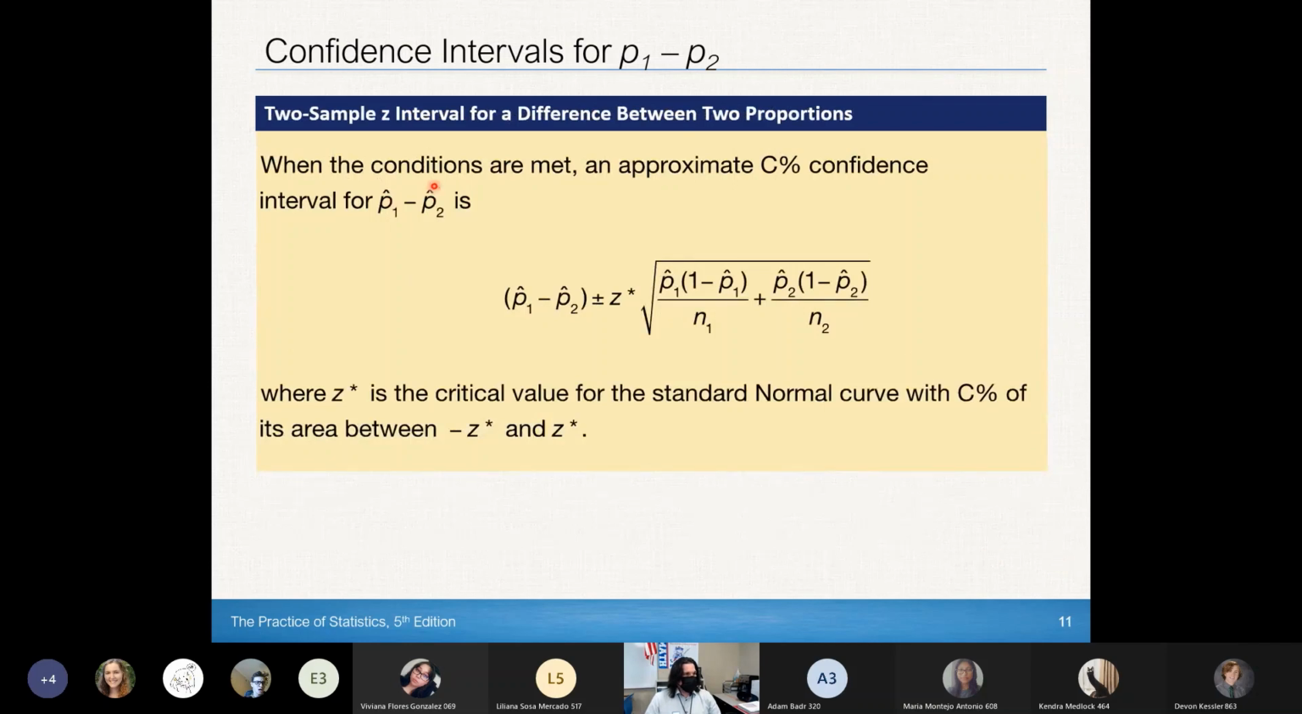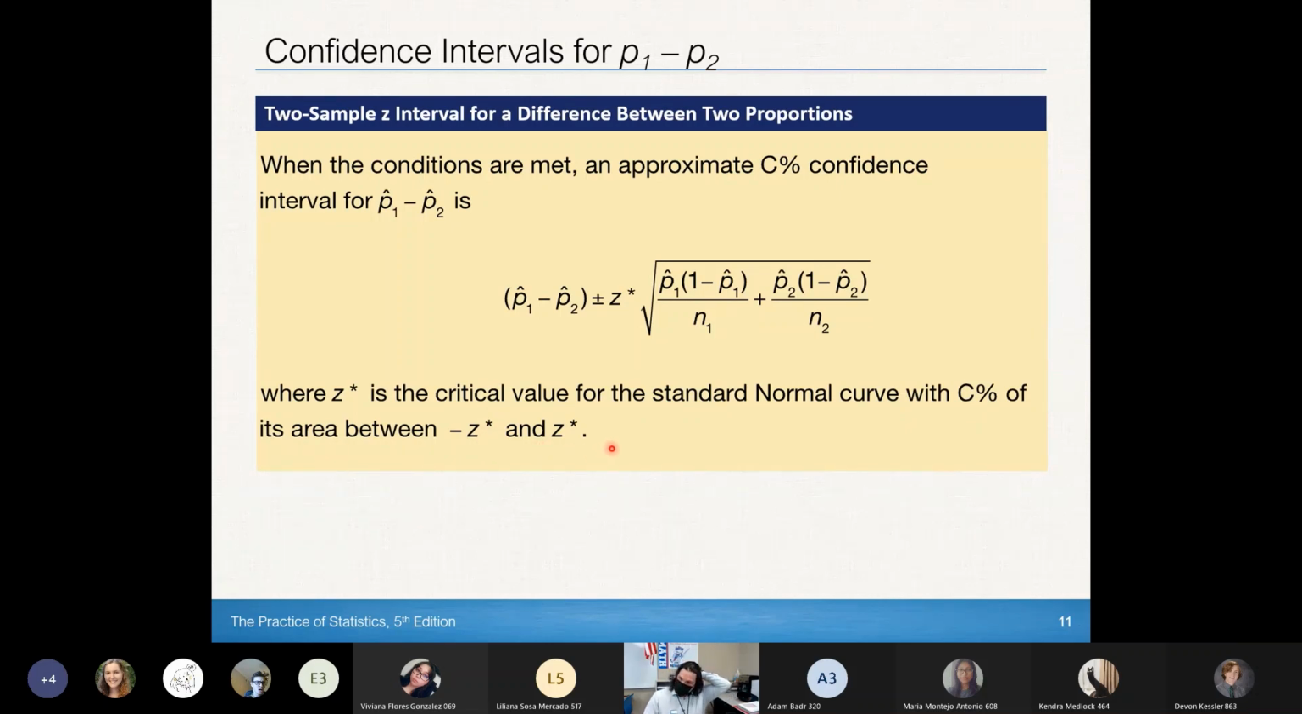All right, so then we get our two sample Z interval for a difference between two proportions. This would be our inference method for the difference between two proportions, right? One of the inference methods. So when the conditions are met, an approximate C% confidence interval for P hat 1 minus P hat 2 is the difference between those proportions, P hat 1 minus P hat 2 plus or minus Z star times the standard error, square root of P hat 1 times 1 minus P hat 1 divided by N1 plus P hat 2 times 1 minus P hat 2 divided by N2, where Z star is the critical value for the standard normal curve with C% of its area between negative Z star and Z star.